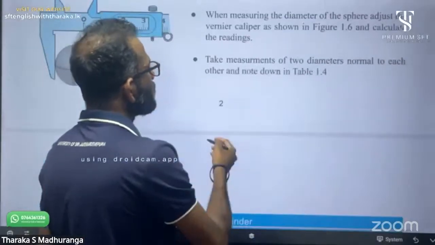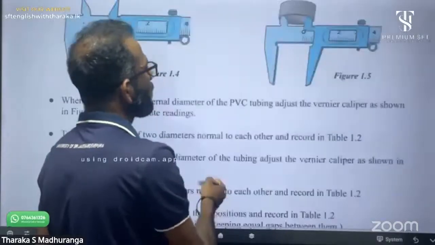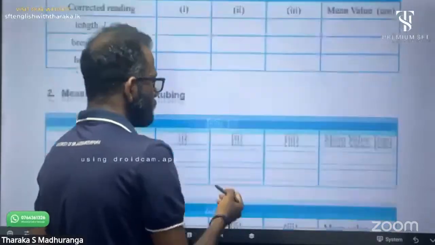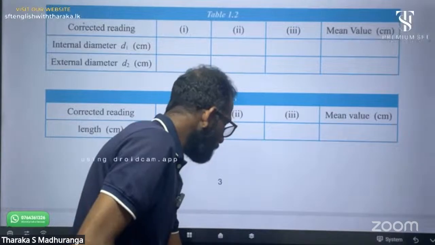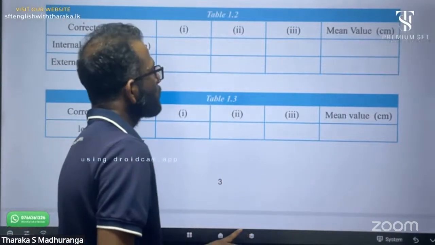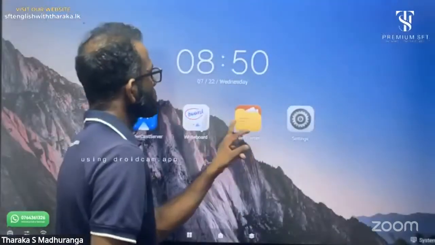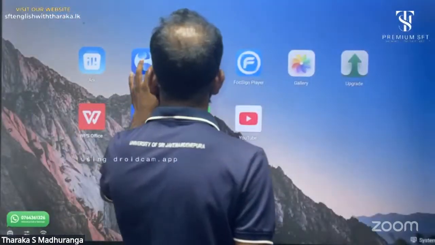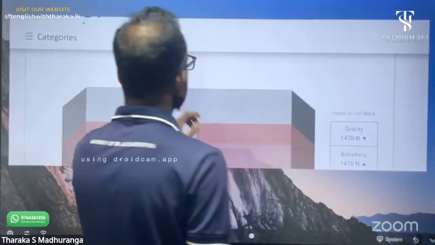Now let's move into it. Give me a second, let me open the vernier caliper.